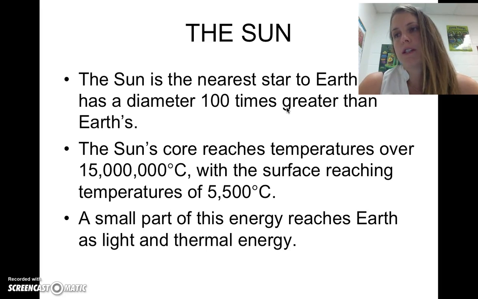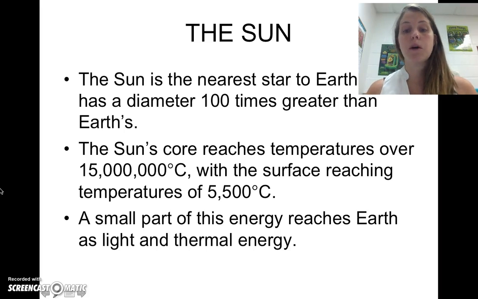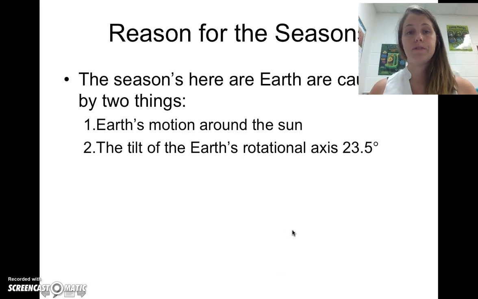And if you remember, we talked about stars, and during their main sequence, they do this thing called nuclear fusion. Nuclear fusion is where they take atoms and they smash them together, and that produces energy. And the energy is released, a lot of it, by temperature, and that's why the sun is so hot. And some of it is also released through light. So a small part of this energy, this light and thermal energy, heat energy, reaches the earth.